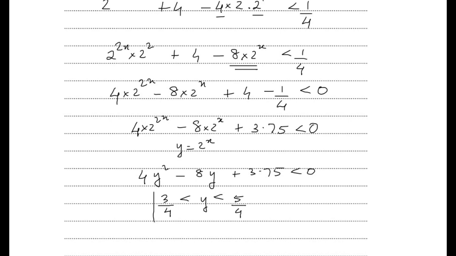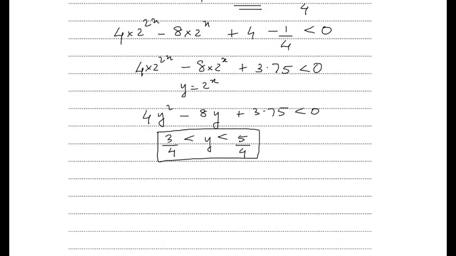Okay, this is the answer part way, because we have to substitute 2^x back in the place of y. So I'm going to split this up into 2: 3 by 4 is less than 2^x, and 2^x is less than 5 by 4.